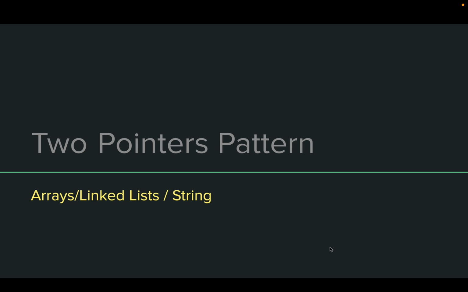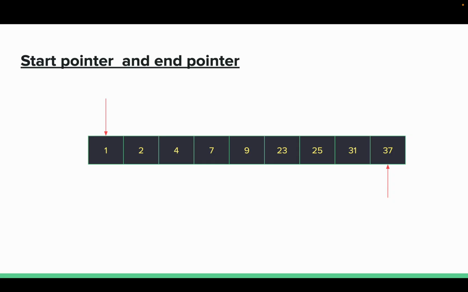What is a two pointers pattern? The two pointers pattern is a technique for efficiently traversing or manipulating sequential data structures like arrays, linked lists, or strings by maintaining two pointers that move in a coordinated manner. These pointers adjust dynamically based on specific conditions, enabling optimal solutions in terms of time and space complexity.